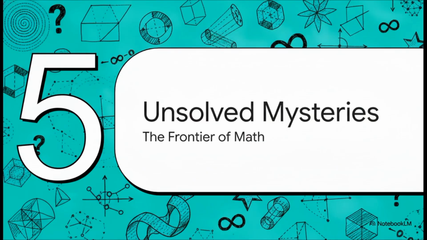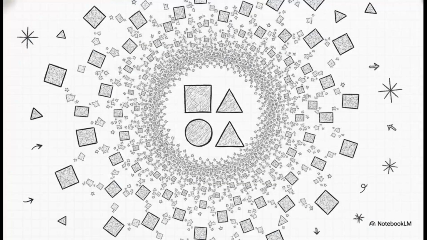Finally, Section 5. Unsolved Mysteries. The frontier of math. Because math is never truly finished, right? Decades-old dilemmas, like Burnside's problems, continue to push the boundaries of decidability and algorithmic computation today. The foundational question asks, if a group is generated by a finite number of elements, and every single element has a finite order, is the group itself necessarily finite? The fascinating answer is actually no.